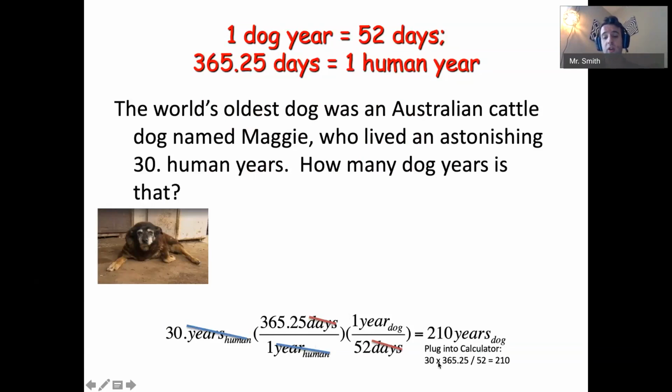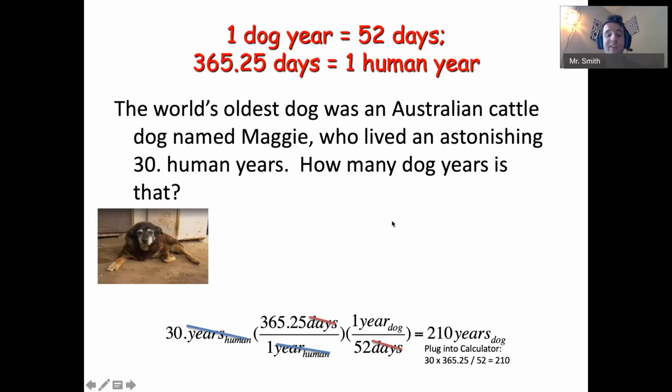The last thing I wanted to show you is what you're going to want to plug into your calculator. So 30 is the number we start with. That's the first number you'd put in your calculator. Then since 365.25 is on top, we multiply it. 1 is on the bottom, so we divide it. Or realistically, anytime you see a lone 1, just leave it alone. You don't have to put ones into your calculator. So 30 times 365.25, and then 52 is on the bottom, so we divide by that number. If you plug it into your calculator, just like you see here, 30 times 365.25 divided by 52, you'll get this answer of 210. And that's the correct answer.